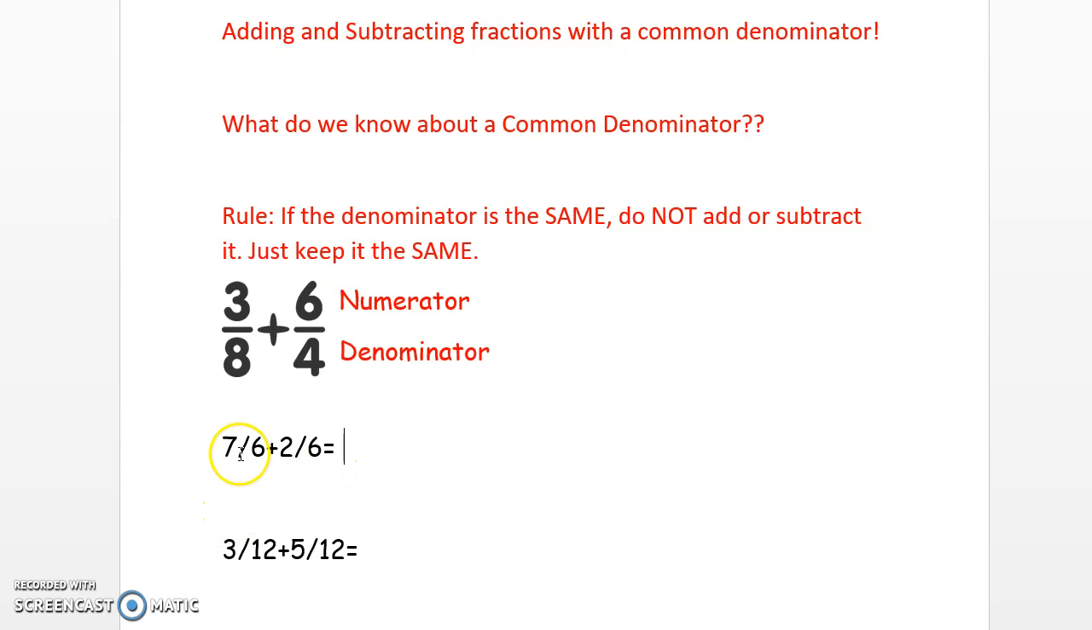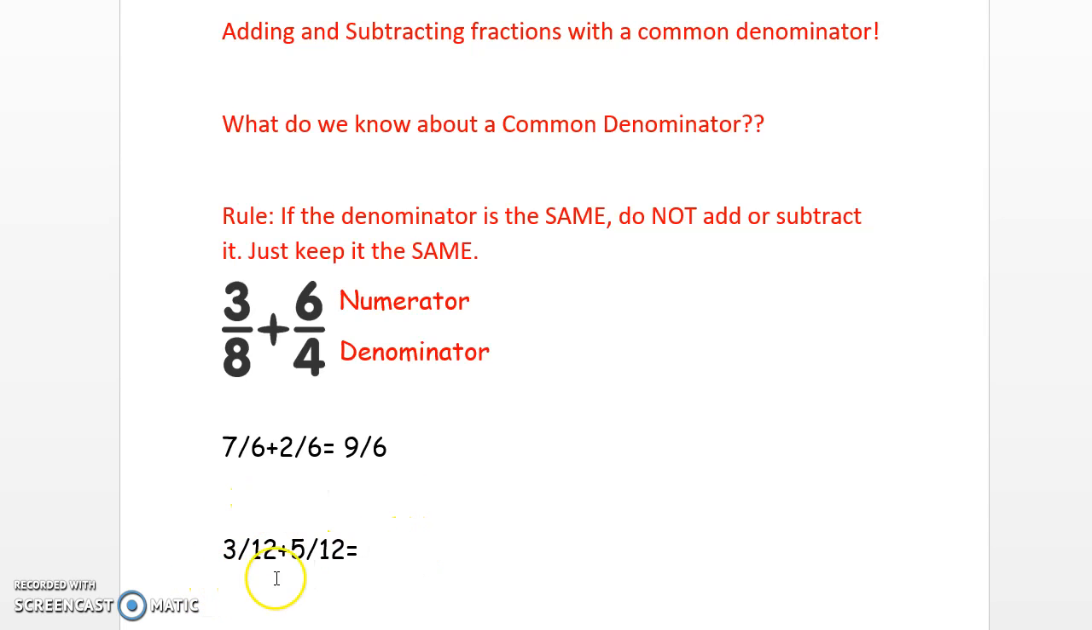So let's look at that first fraction. This is going to be 7/6 plus 2/6. We see that we can apply this rule because both of our denominators are the same. They are both 6. So we are just going to do some simple addition and add straight across to this. And go ahead and add these together. Let's not simplify. Let's just get the concept down of the common denominator today. So we have 9/6.